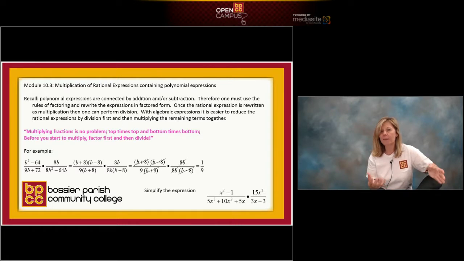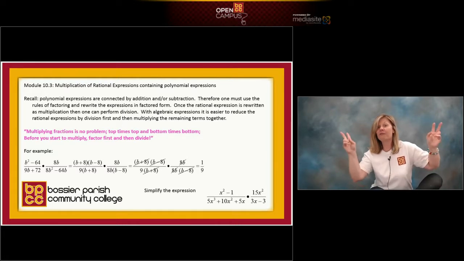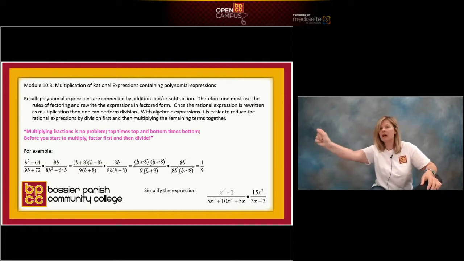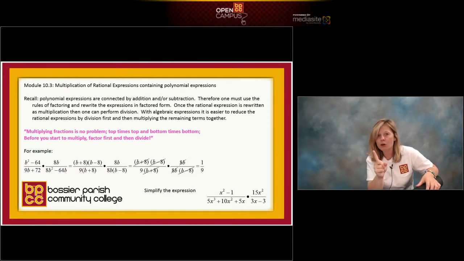We know we could take a polynomial expression and factor it, which means I will rewrite it as multiplication. So my song now gets added on a little bit of a phrase. It starts out the same. Multiplying fractions is no problem. Top times top, bottom times bottom. Before you start to multiply, factor first, then divide.